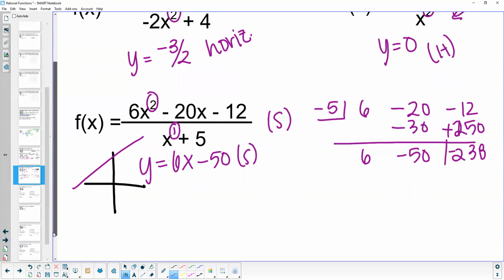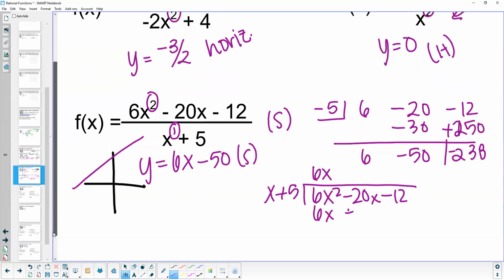We can also use polynomial long division to find it. So x plus 5 divided into 6x squared minus 20x minus 12. And we can do our whole process here with our 6x plus 30x. These ones will cancel out. This one changes to a minus. We get our minus 50x. You can see how we're going to result in the same sort of thing.